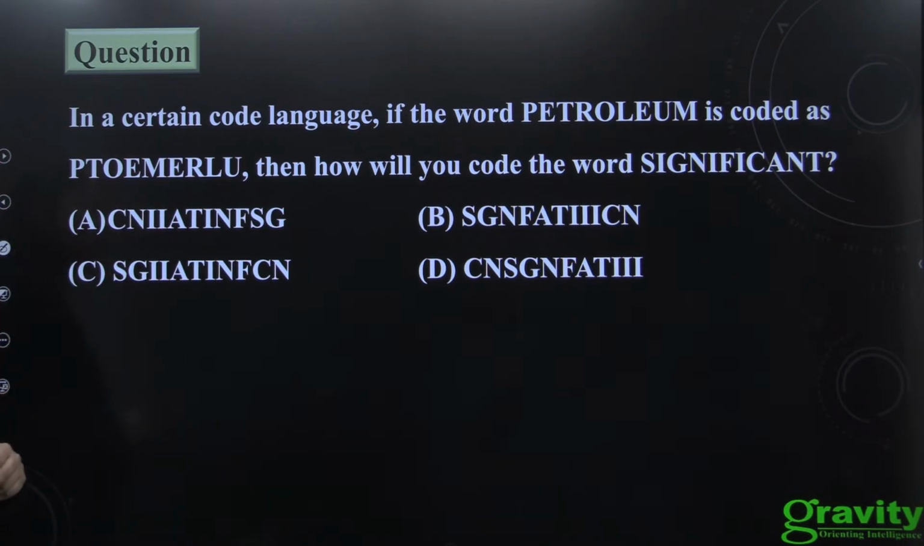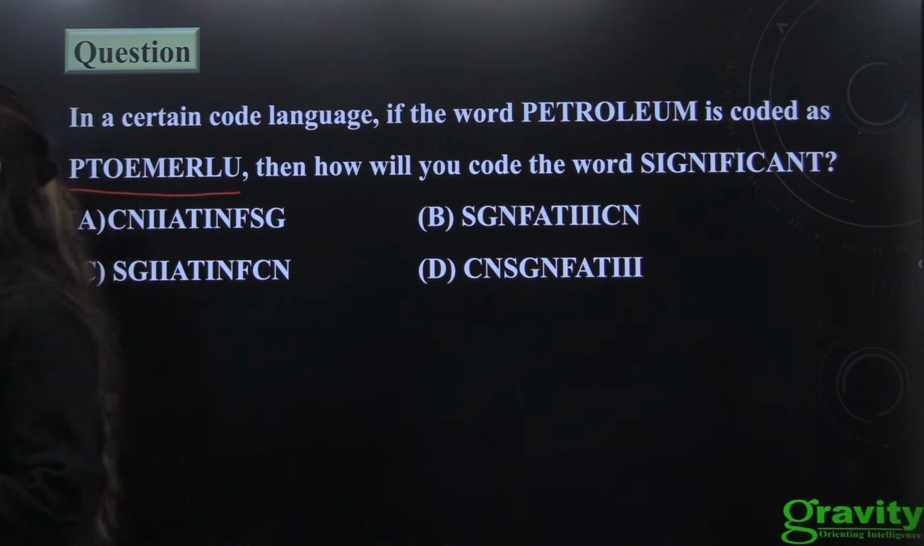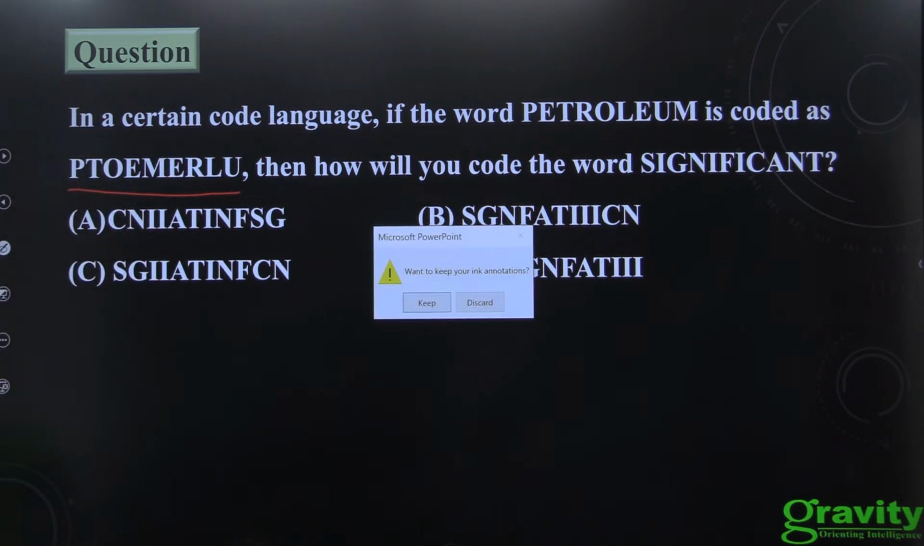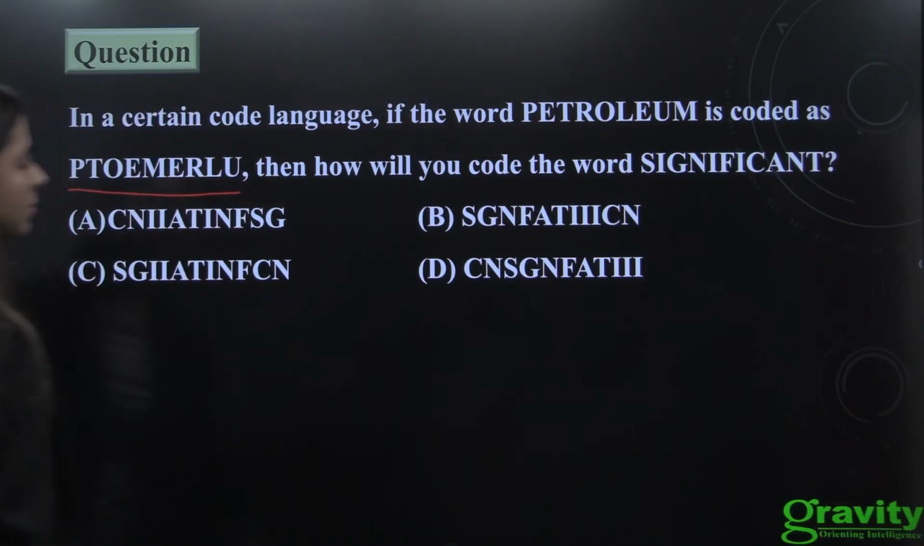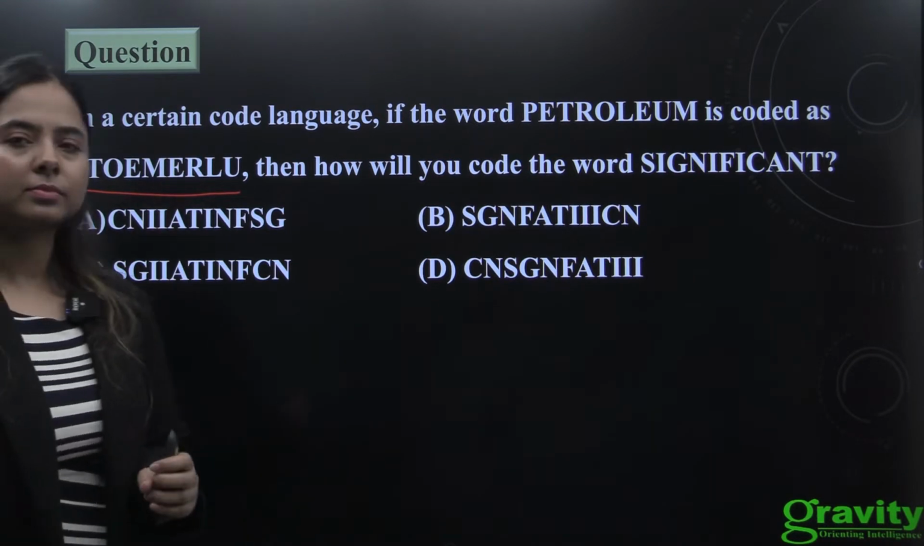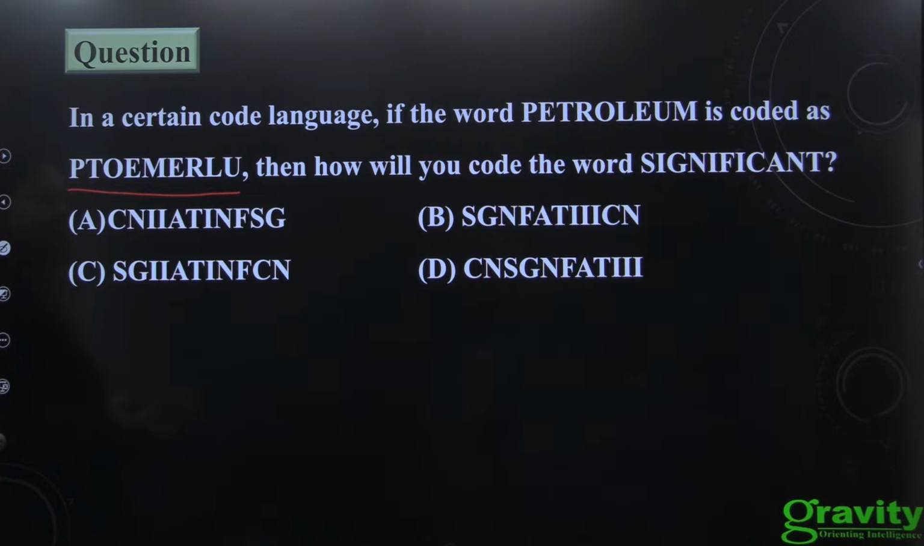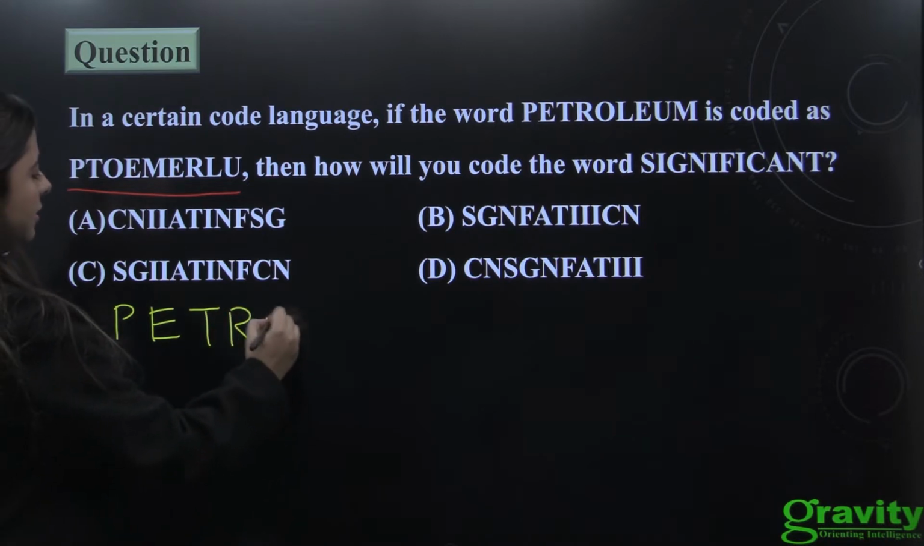In a certain language, if the word petroleum is coded as this, then how will you code the word significant? Now the same letters are being used, but in a different order. So figure out that order. Now it will be C. Option C. Correct.